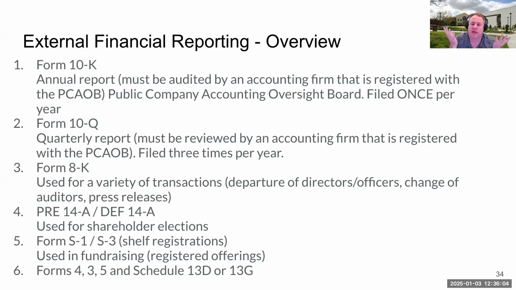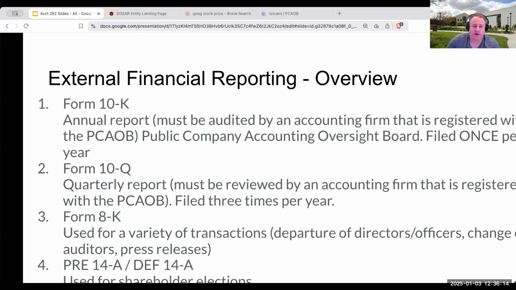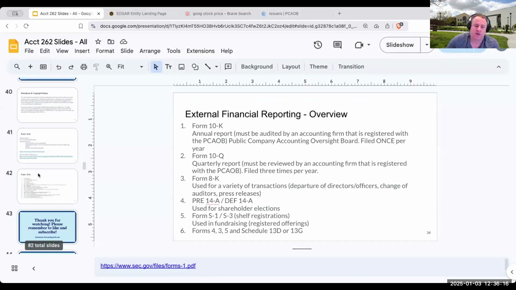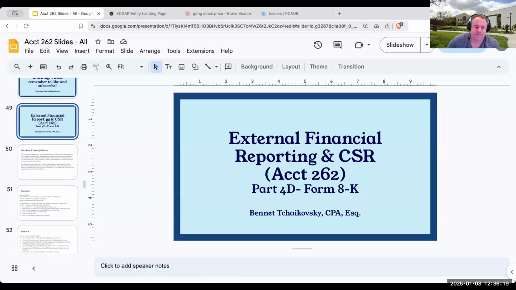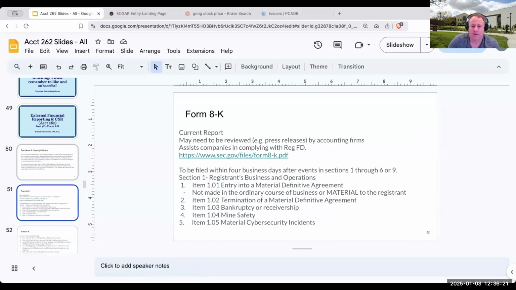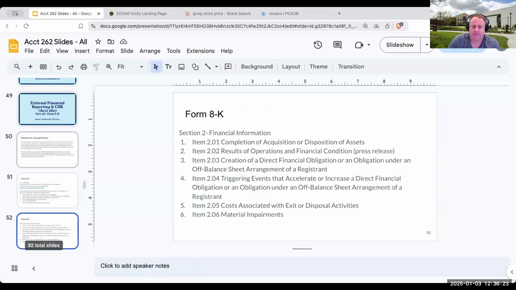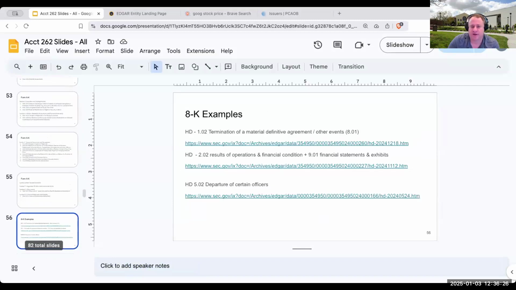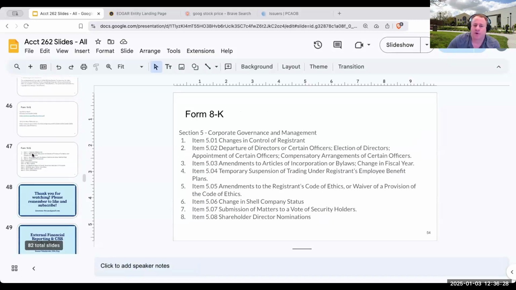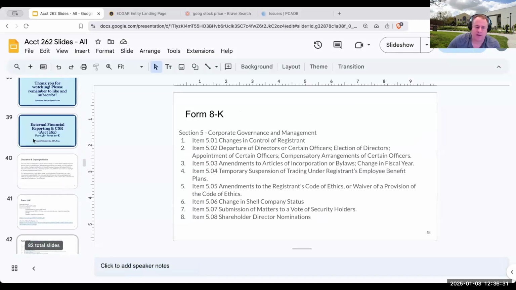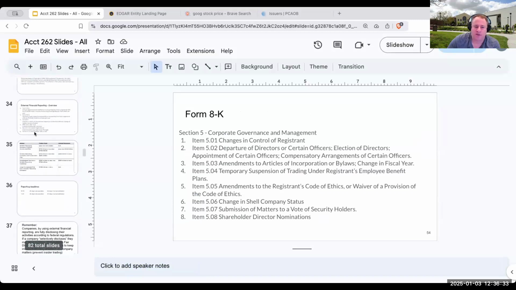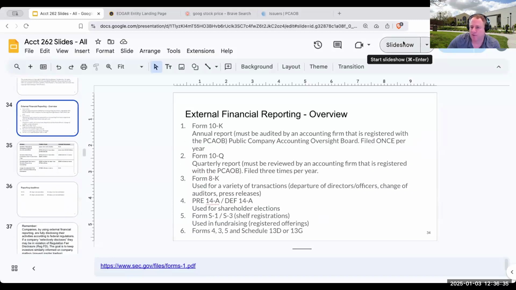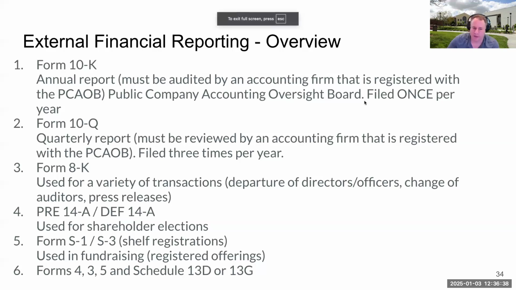So when a company has things happening outside of the release of its numbers, we use what we call a Form 8K. And if you look at this series of slides that I've developed, Form 8K, current report, financial information. Look at this, that's a lot of stuff. So we're going to be going through that in depth. But I wanted to make sure you know what these forms are that we're going to be covering.